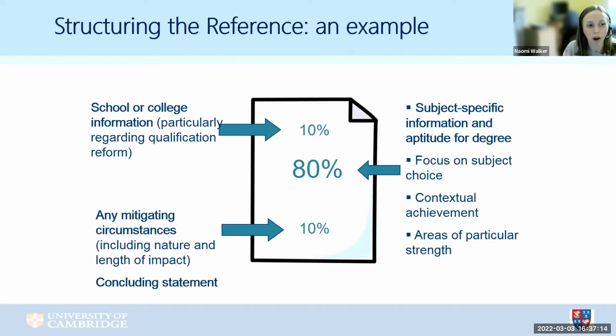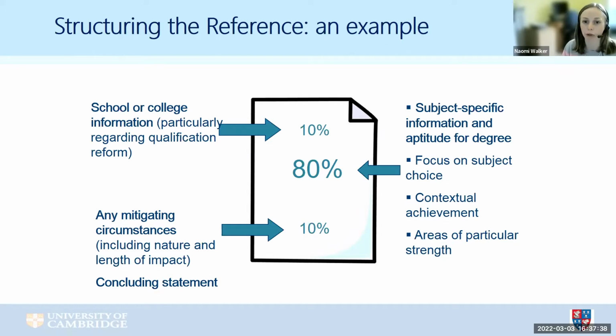At the start, we quite often get some school or college information. I'll give you some examples of that. And sometimes people put at the end some sort of mitigating circumstances, although I think likewise those sometimes come in at the start of references. So if I'm looking for mitigating circumstances in a reference, I'll normally read the first paragraph and the last paragraph to quickly find it. And quite often there's a concluding statement about the overarching view of the student.